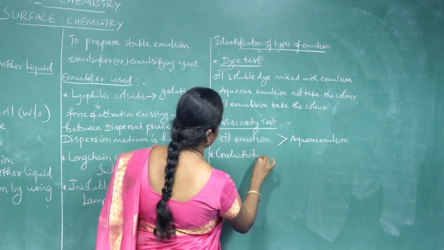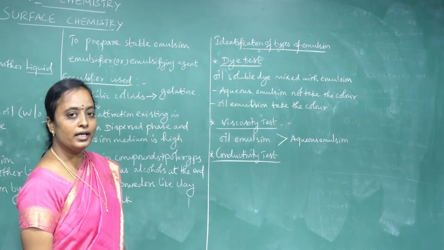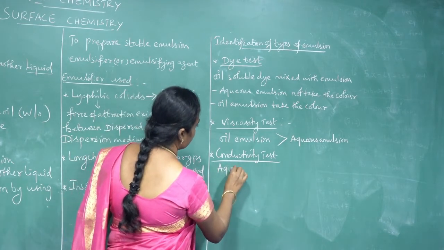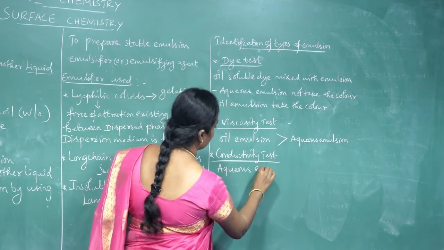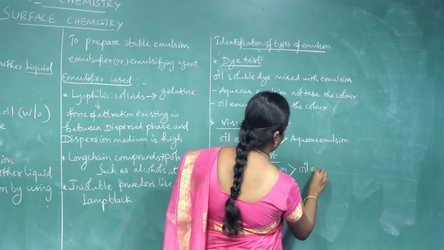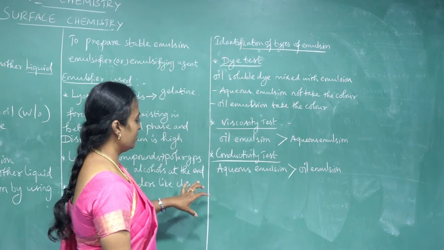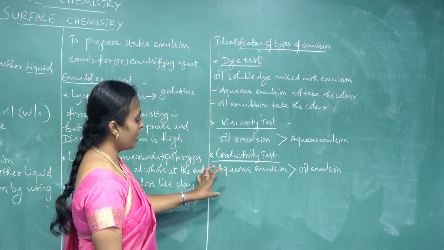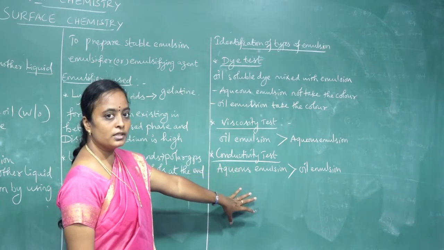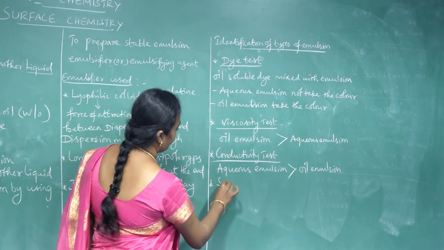And the third one, the conductivity test. Here the aqueous emulsion will conduct very readily compared with the oil emulsion. That is, the conductivity of the aqueous emulsion is higher than that of the oil emulsion. By using this test, we can differentiate the aqueous and oil emulsion.